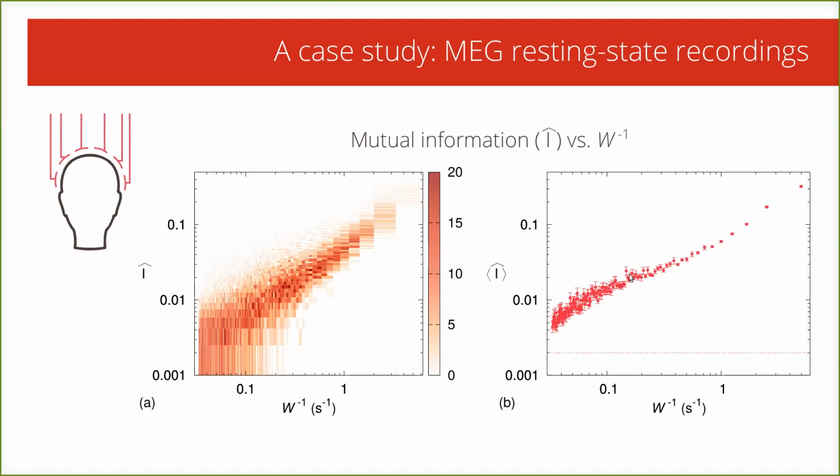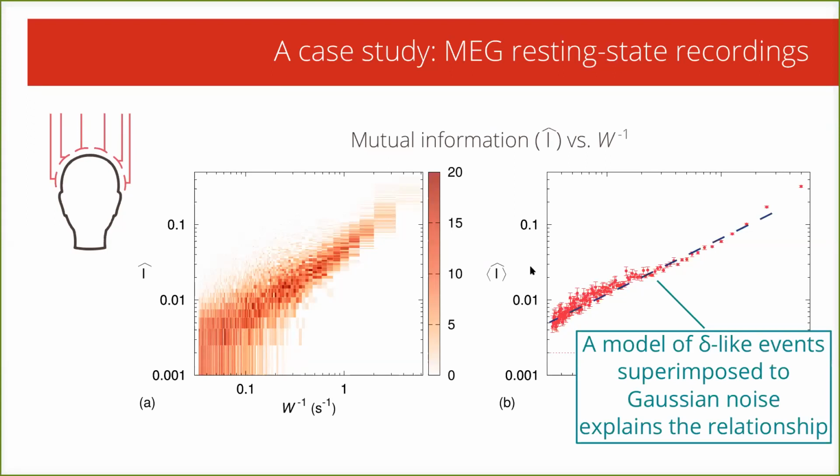And if you compute the average, you see that the curve is almost linear in a log-log scale. And therefore, a power law links our W to the -1 to mutual information. And indeed, this power law is well explained by a simple model of delta-like shared events superimposed to a Gaussian noise.